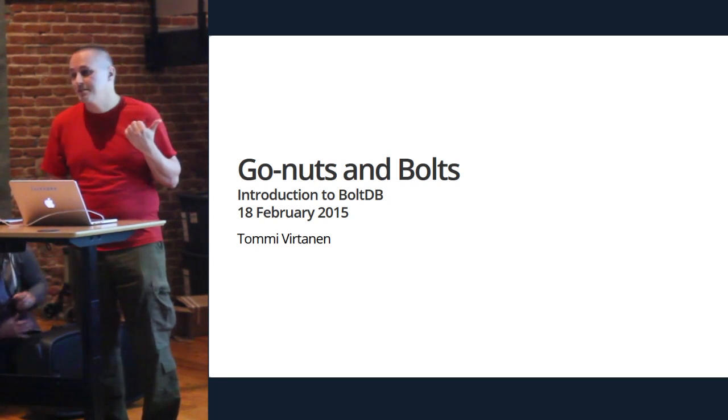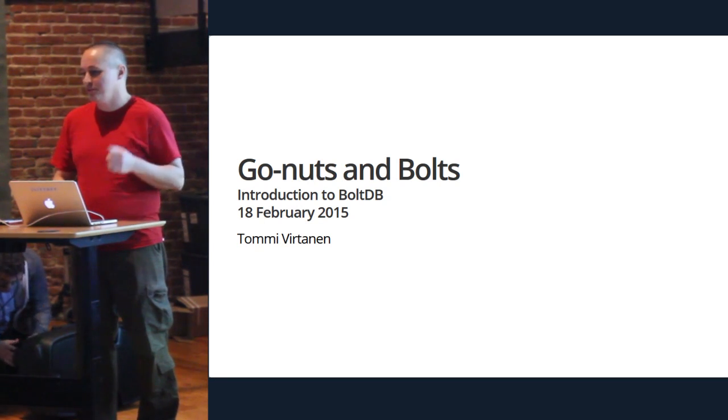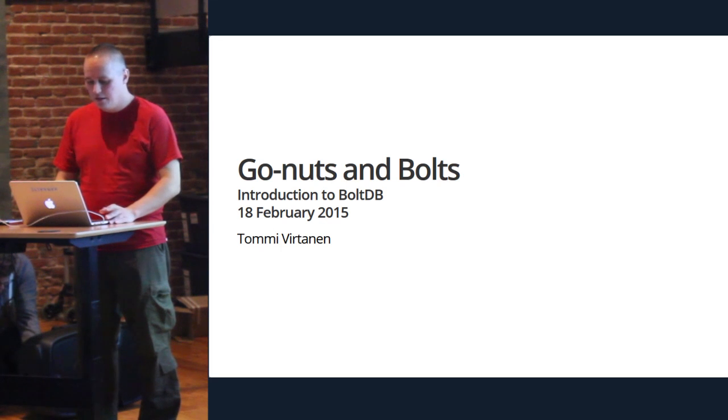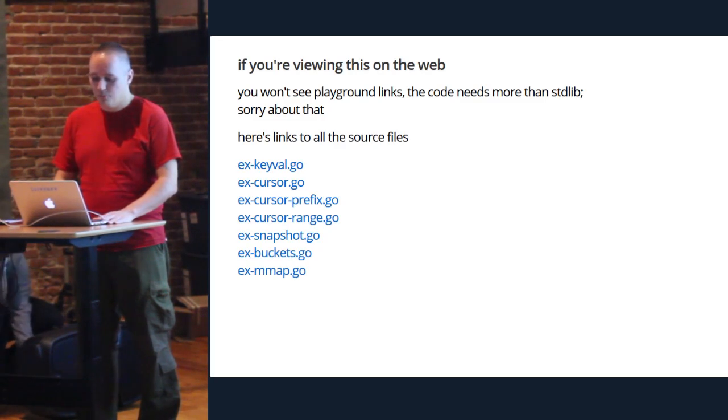So, Go Nuts and Bolt. Go Nuts is the mailing list, and Bolt is this awesome database library, key value store library.